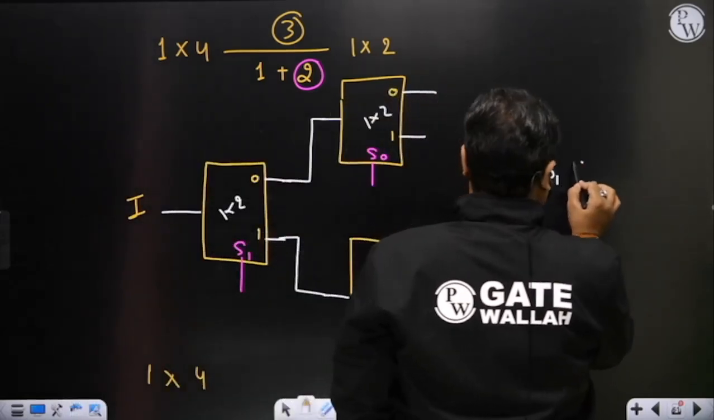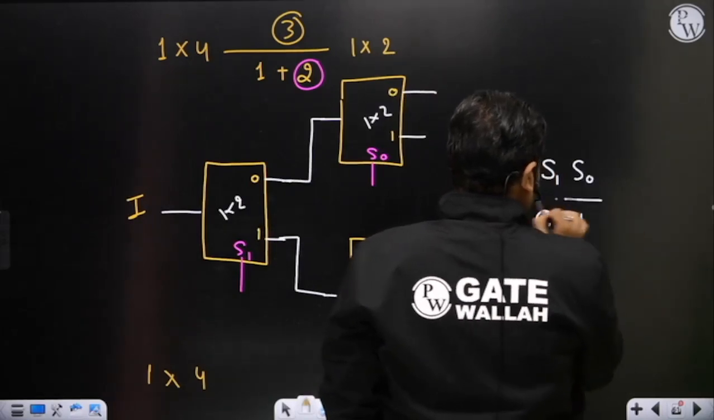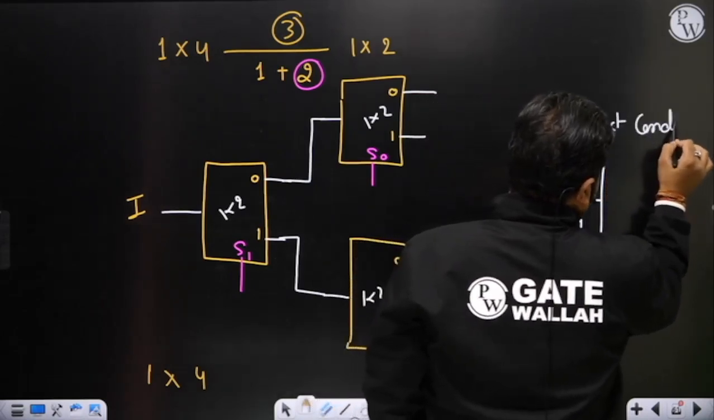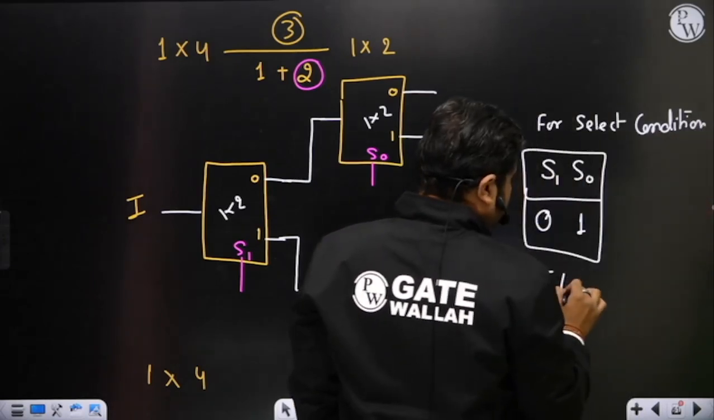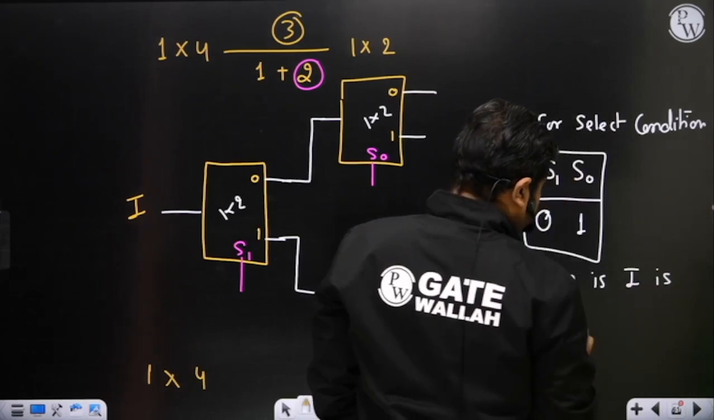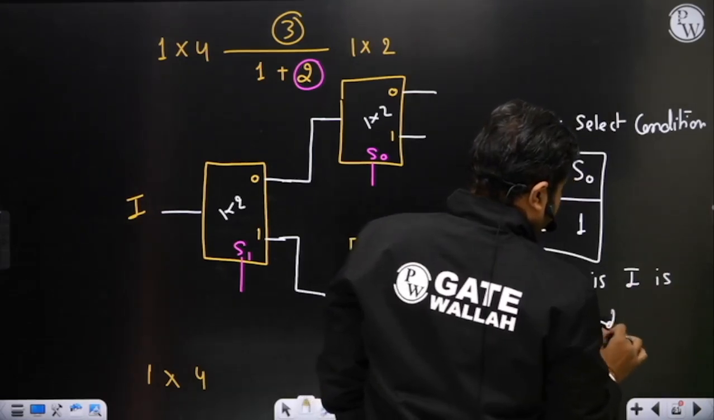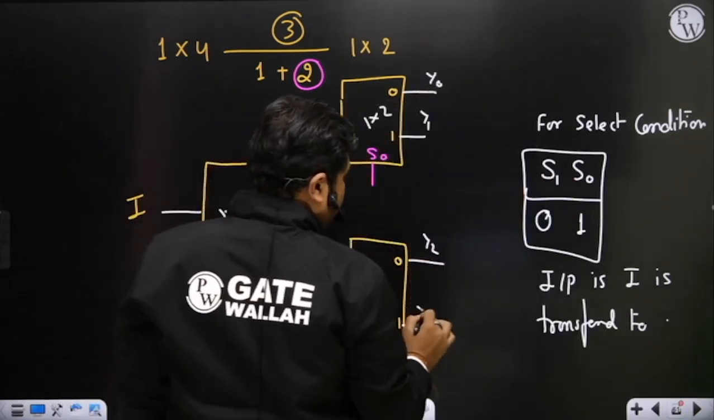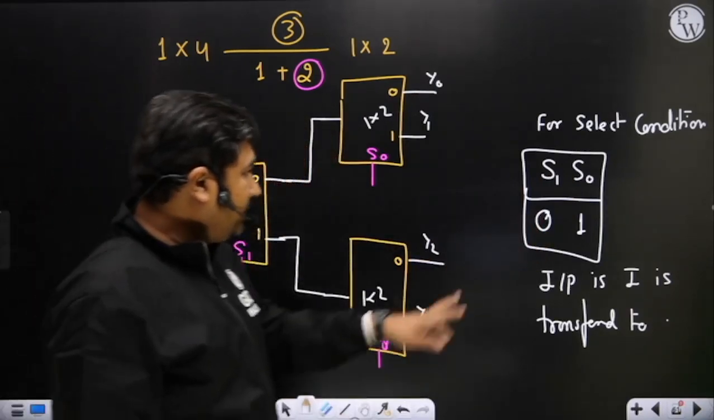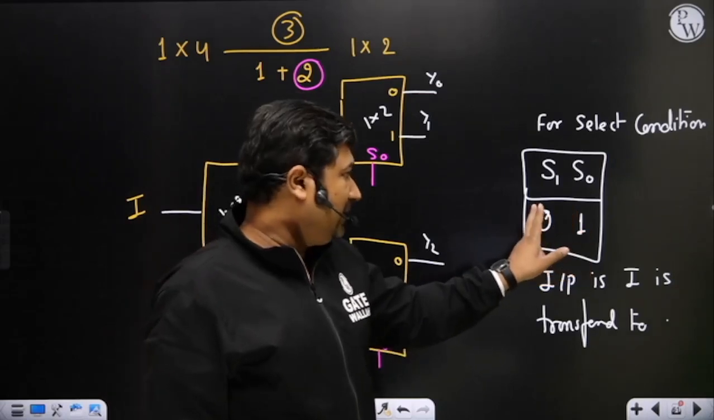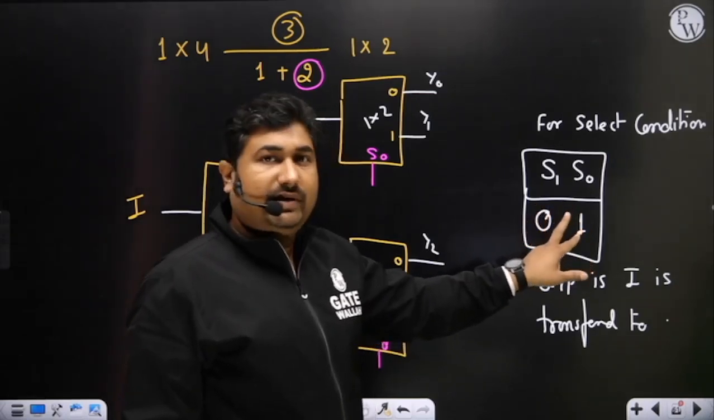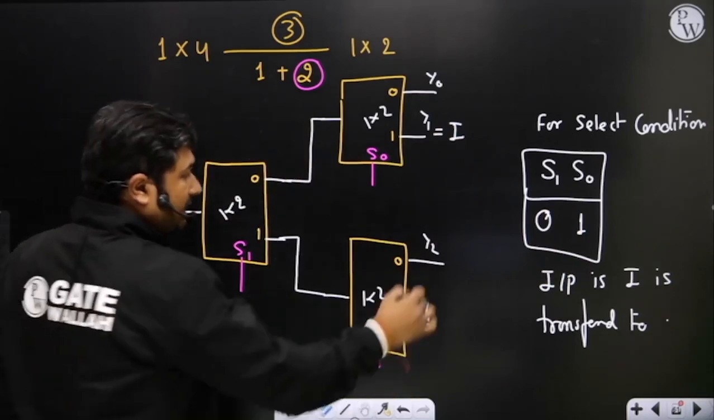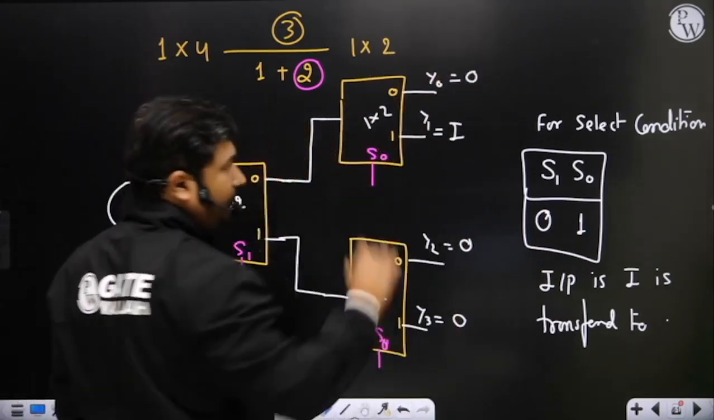Now please observe here, in case the select lines S1, S0 are 0, 1, then for this select condition, input I is transferred to, let these be Y0, Y1, Y2, Y3. What is the binary you have chosen? Select line binary is 01, the binary of 1, with S1 as MSB and S0 as LSB. Binary of 1 means input I is going to be transferred to output Y1. And at that time, all others are going to be 0 only. Please verify.